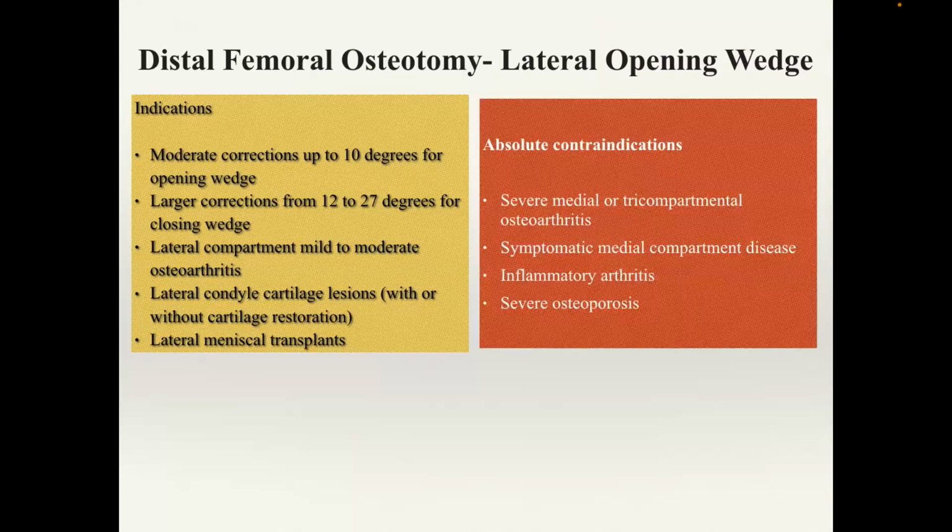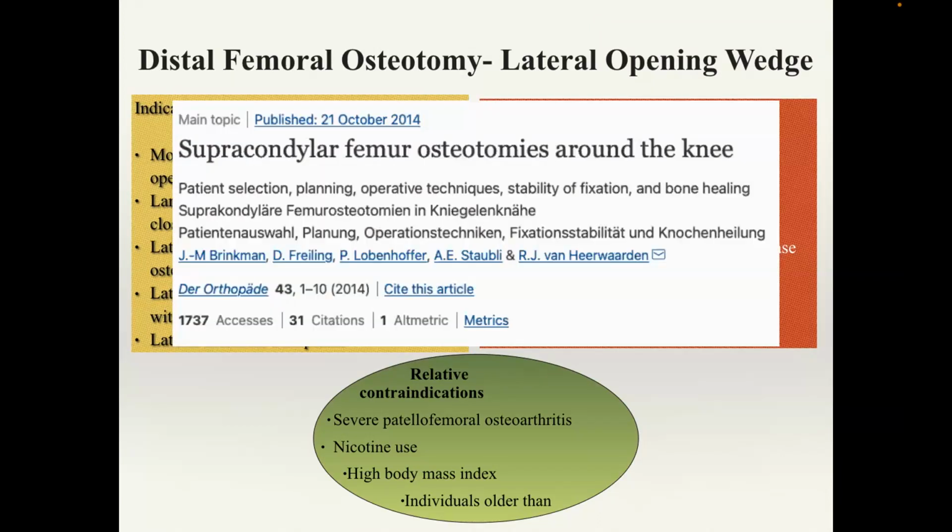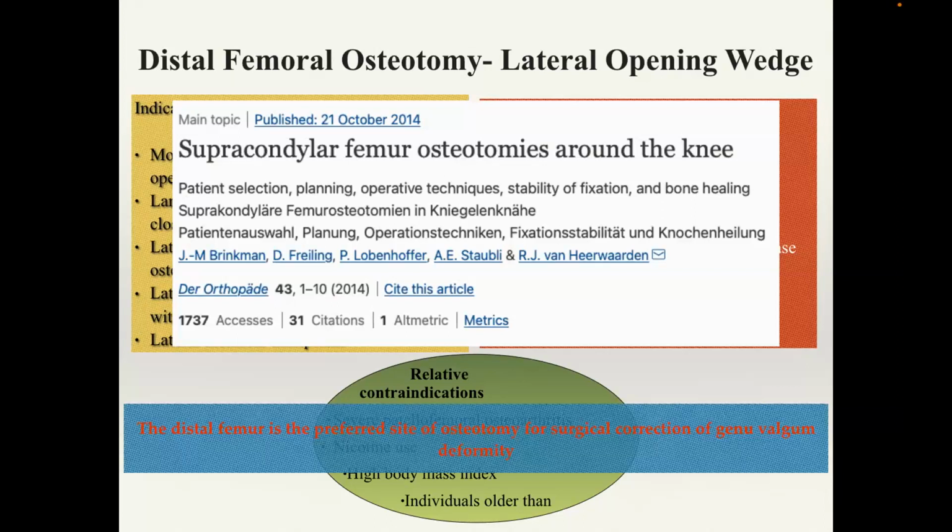The contraindications are severe medial or tricompartment osteoarthritis, symptomatic medial compartment disease, inflammatory arthritis, and severe osteoporosis. Some of the relative contraindications are nicotine use, high body mass index, individuals older than 60 years, and severe patellofemoral arthritis. A study done by Brinkman in 2014 on supracondylar osteotomy around the knee said that the distal femur is the preferred site for osteotomy for surgical correction of genu valgum deformity.